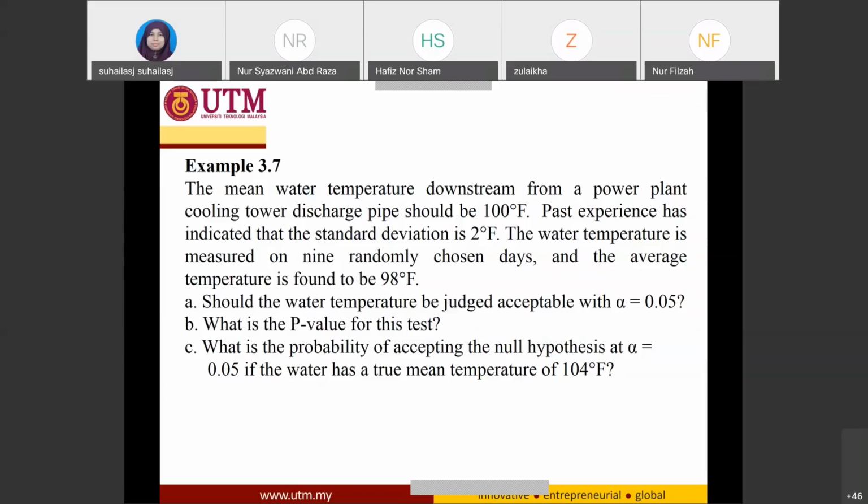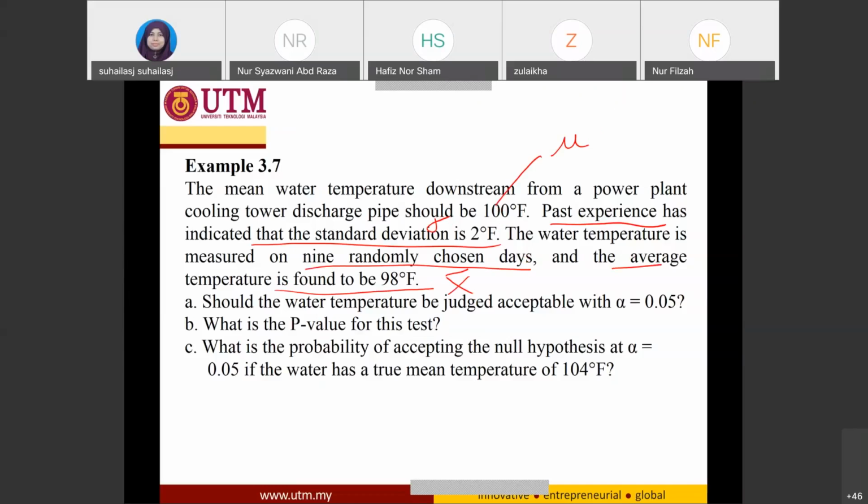Okay, sebab already mentioned past experience. So dia bagi the mean water temperature downstream is 100 Fahrenheit. Past experience has indicated that the standard deviation is 2 degrees Fahrenheit. Okay, ini apa yang telah dispecifikan, ditetapkan. Past experience, so this one is your sigma. Dia tak sebut pun dia ambil sampel ke apa ke. So next, barulah the water temperature is measured on 9 randomly chosen days and the average temperature is found to be 98 degrees Fahrenheit. Ini baru kamu punya X bar. Ini kamu punya mu, apa yang telah ditetapkan.